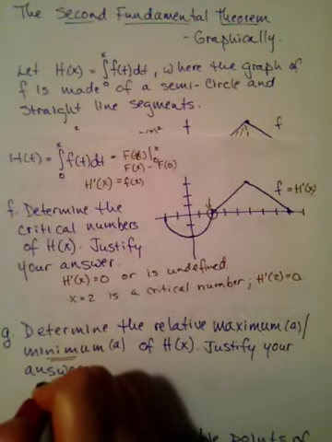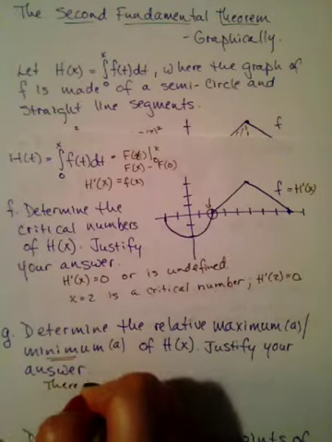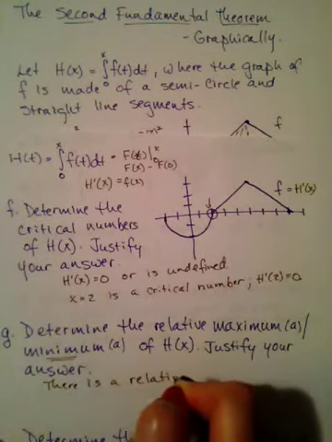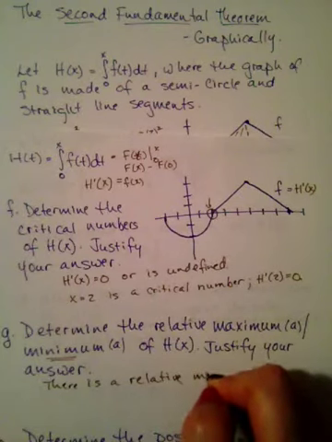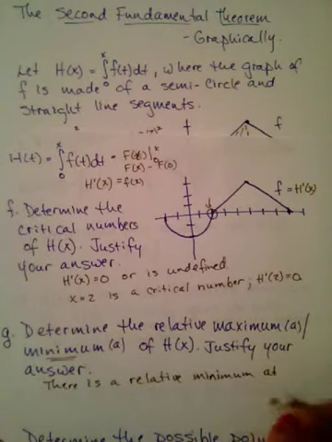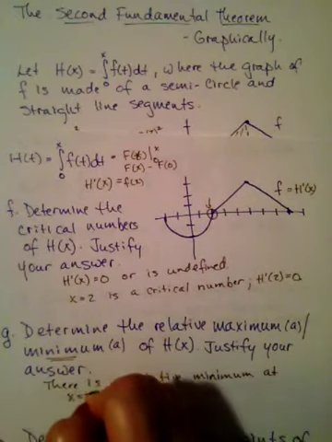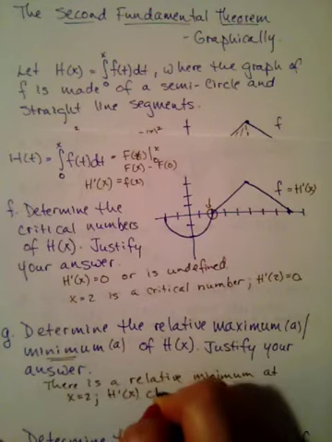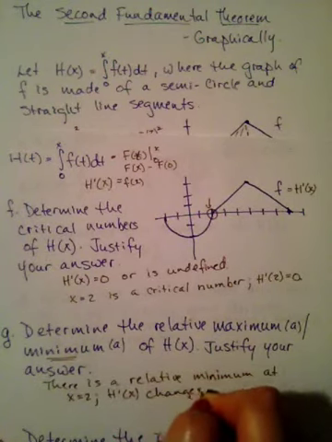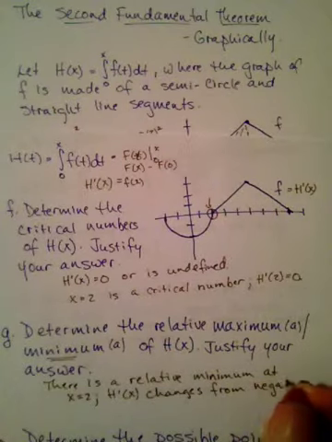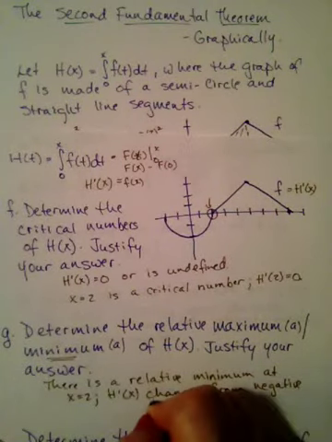So I would say there is a relative min, a minimum, at x equals 2. And I know that because h prime of x changes from negative to positive.